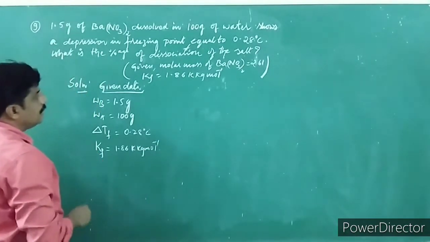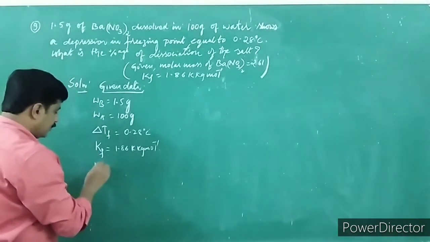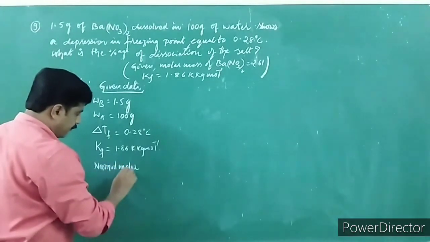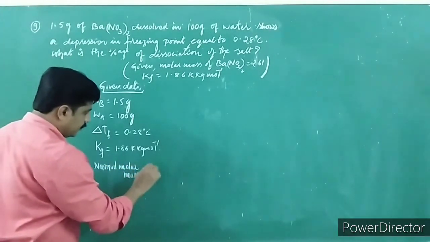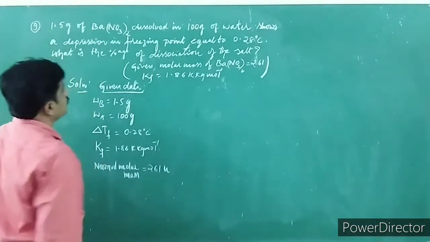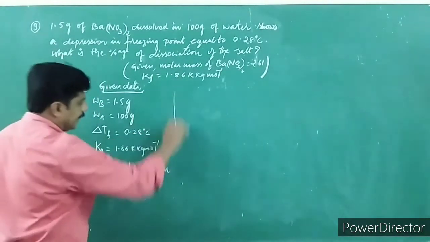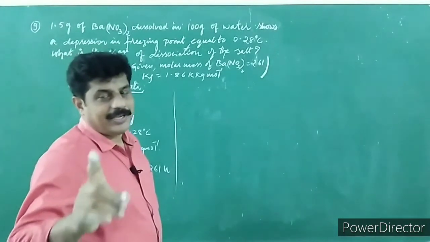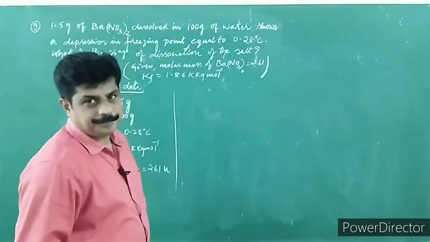What else is given here? Normal molar mass is given. Normal molar mass is equal to 261 unified mass. What are they asking? They are asking the percentage of dissociation, otherwise called ionization.